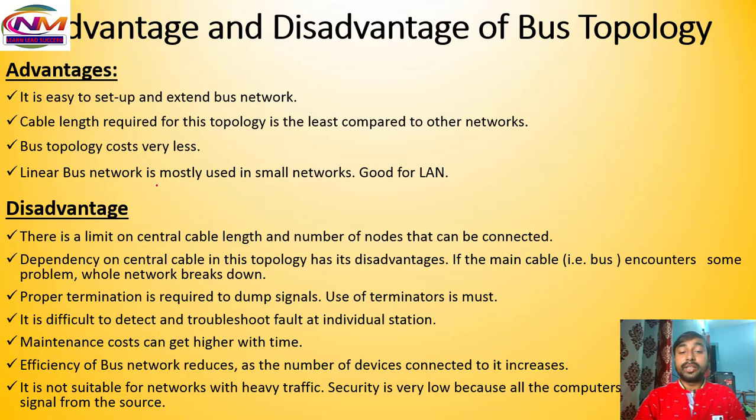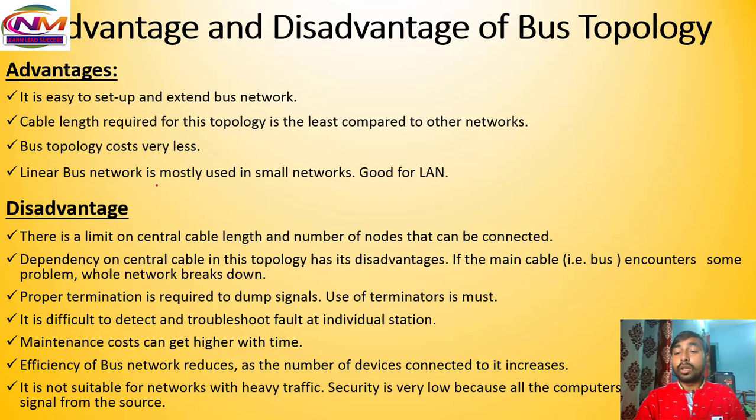Efficiency of bus network reduces as the number of devices connected to it increases. It is not suitable for networks with heavy traffic. If we have 100 computers or more, heavy traffic will be there. If data is sent and received more quickly and accurately, the traffic signal might be lost, and as a result the network gets lost. So for that purpose it is not usable when we have heavy traffic.